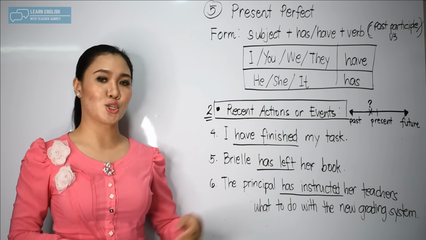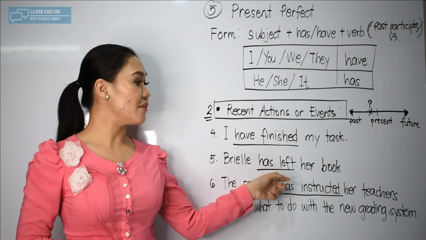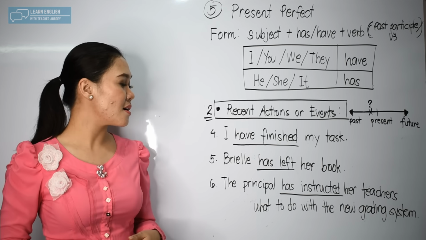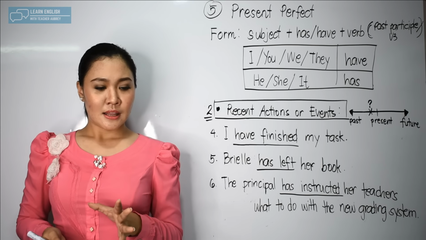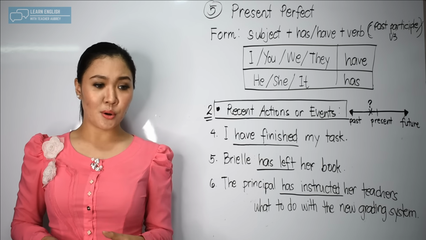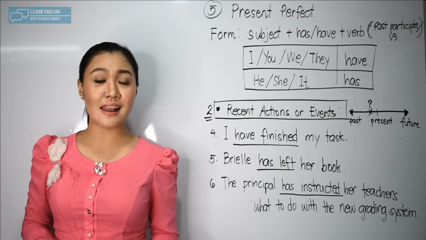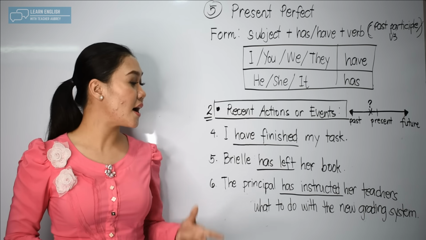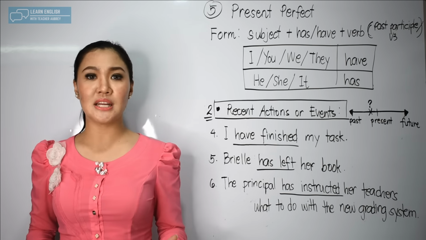I have finished. Another example is, Brielle has left her book. So, ibig sabihin sa pangusap na ito na maaaring 30 minutes, an hour ago, o ilang minuto lang ang nakalilipas nang maiwan ni Brielle ang kaniyang aklat. Okay? And lastly, we have the principal has instructed her teachers what to do with the new grading system.